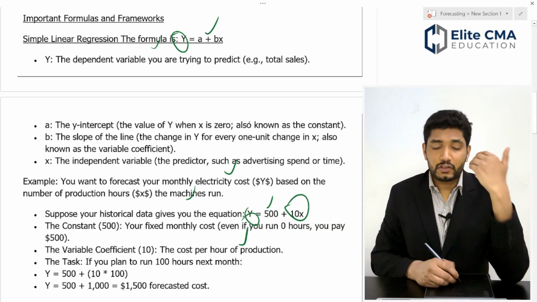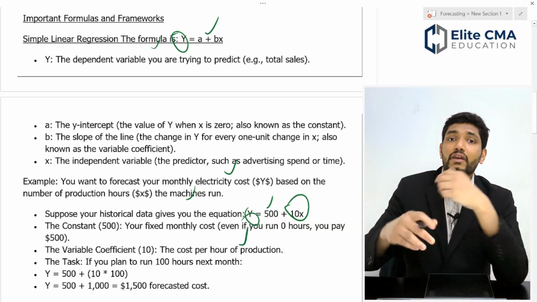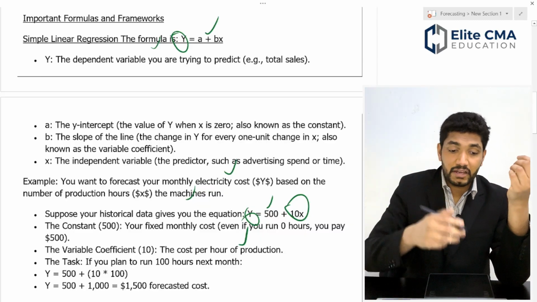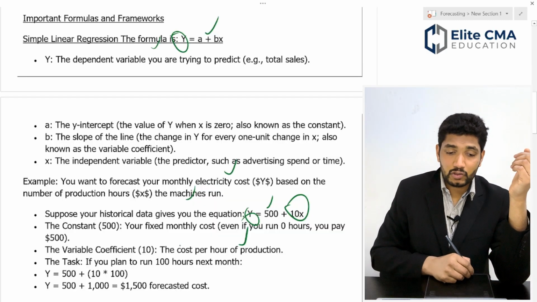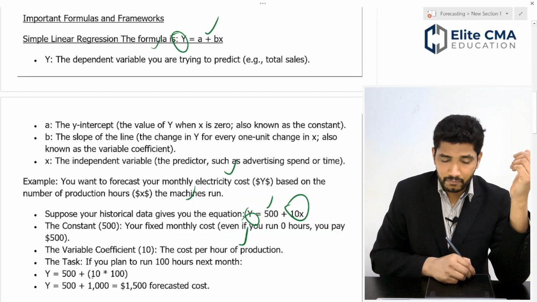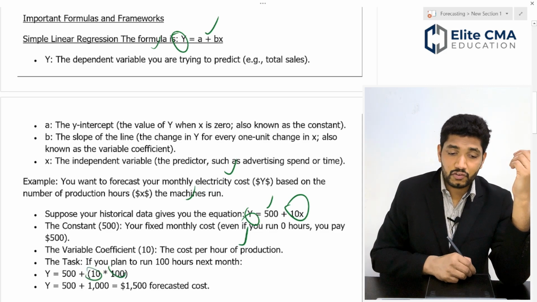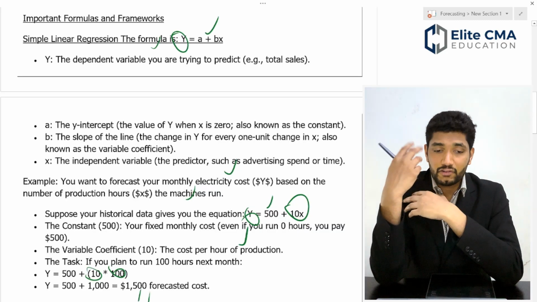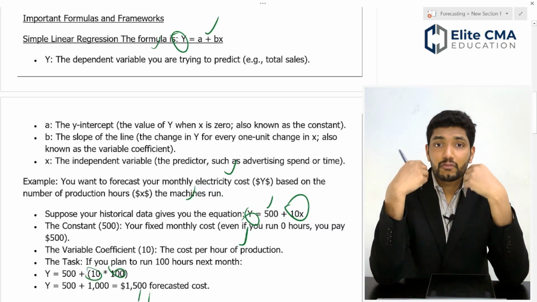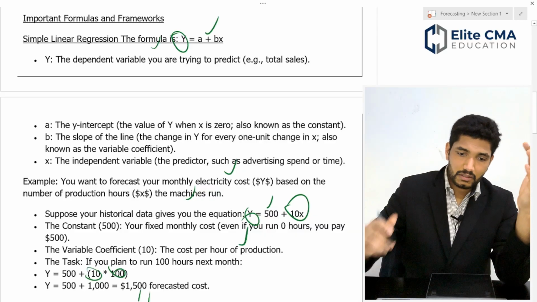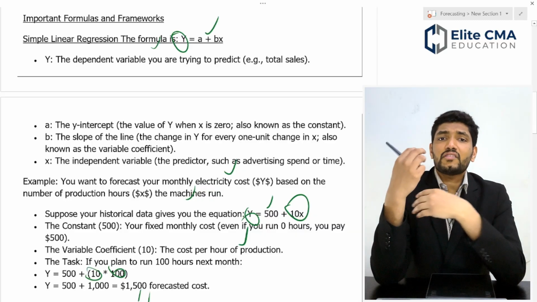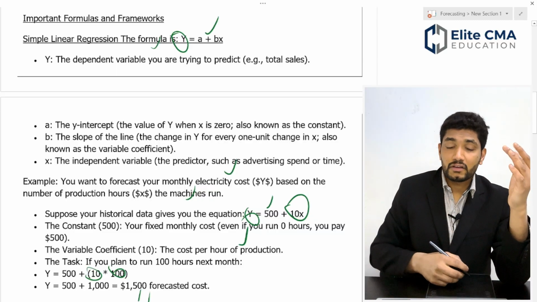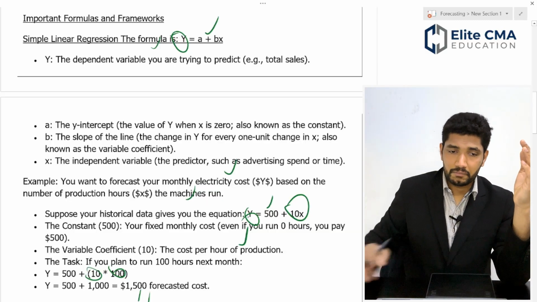Suppose you expect to produce 100 hours next month. You can easily forecast your electricity bill using this formula: 500 plus 10 times 100, that is 500 plus 1000, which means 1500 as your electricity bill for the next period. So this is how to calculate the cost using the regression formula.